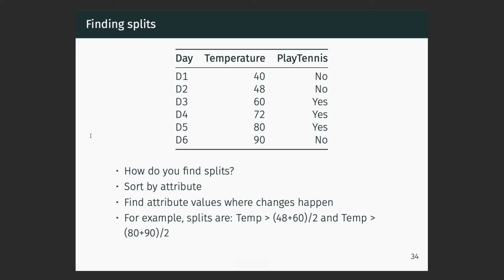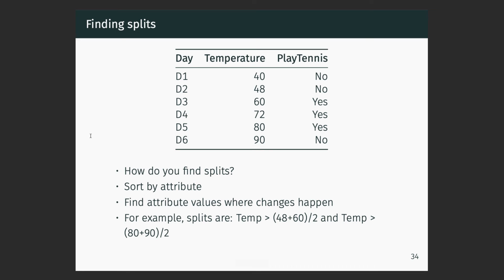But that's a good start. So the idea here is that you first sort the attribute in an increasing or decreasing order, and then you accordingly also change the attribute. So sort the entire table by the attribute in increasing or decreasing order, and then you try to find the splits and the points where there's a change in the output.